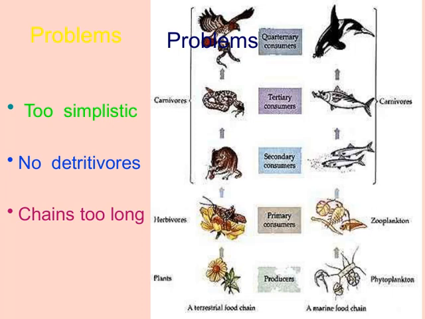All right, so let's talk about some of the problems with the current models. First, many of these models are too simplistic. They don't capture the complexity of real ecosystems, which can lead to inaccurate or overly generalized results. Then, there's the issue of a lack of detritivores. These are the organisms that break down dead organic material, and without them, the models miss a crucial part of nutrient cycling and energy flow. Lastly, the chains within these models tend to be too long, making them less efficient and harder to analyze. Overall, addressing these problems is essential for creating more accurate and realistic ecological models that truly reflect how ecosystems function.